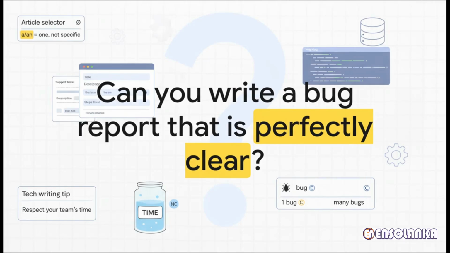Because this right here, this is the ultimate goal. This isn't about passing a grammar quiz. It's about making your team faster, respecting their time, and getting things done without confusion. So the real question is, can you use these tools to write a bug report that is so clear, nobody has to ask you a single follow-up question?